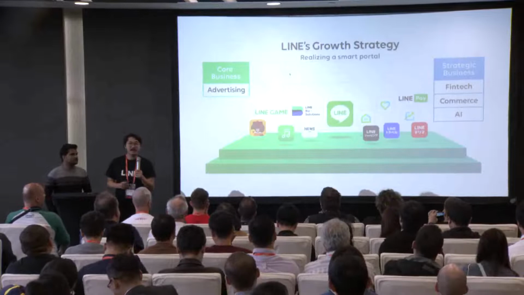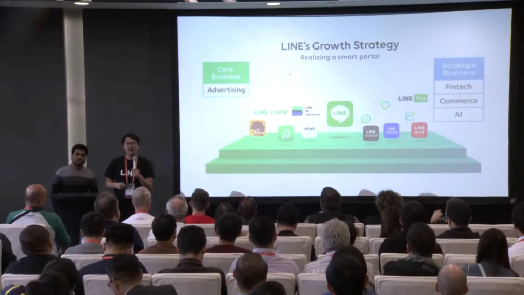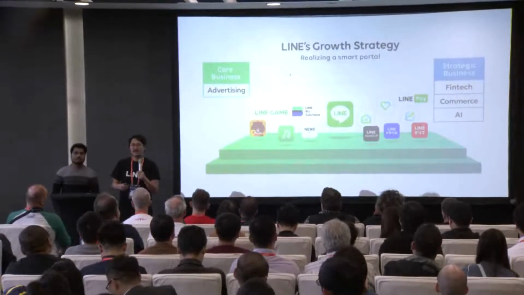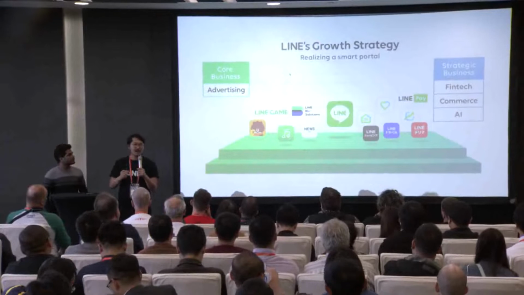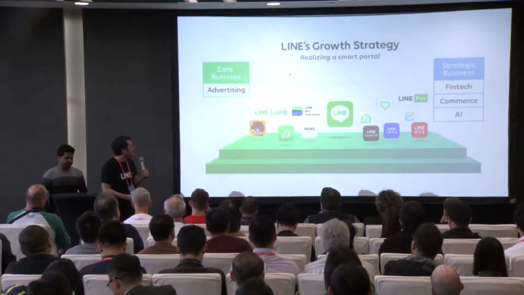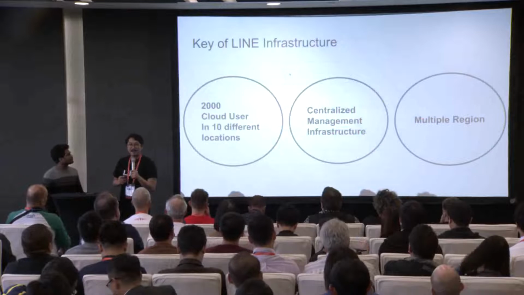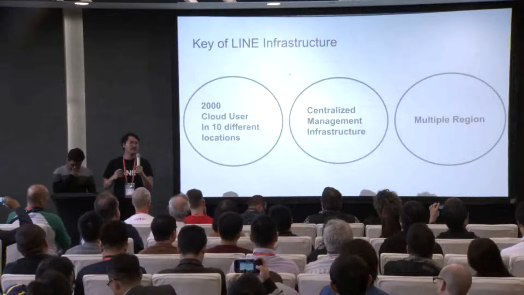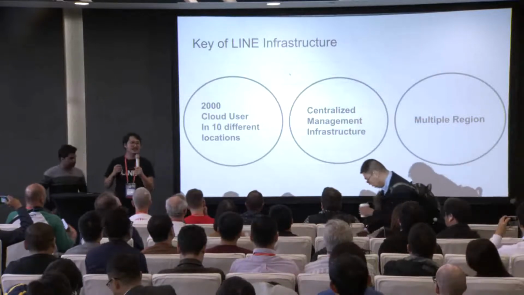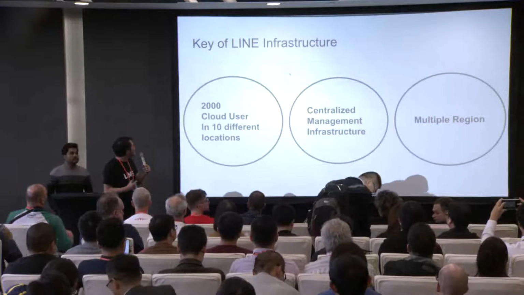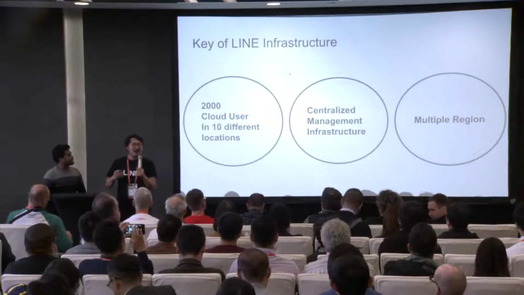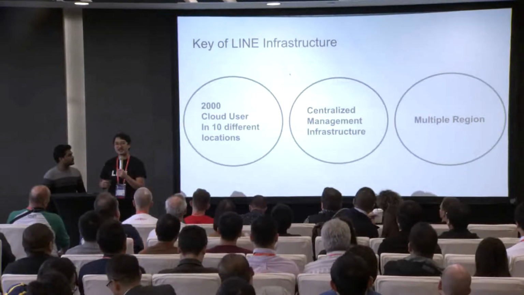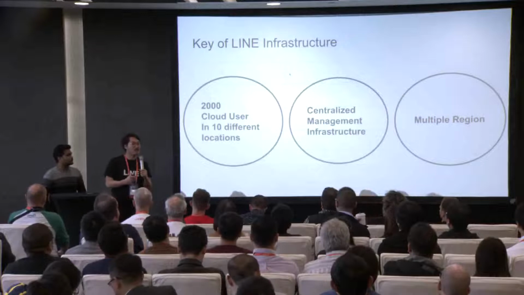So in Line, we have several application and development teams. From the infrastructure management team's point of view, we need to provide the private cloud service to multiple different types of workloads. So here is the key concept of our infrastructure. We have more than 2,000 application developers within 10 different locations. Our infrastructure management team is centralized into one organization.